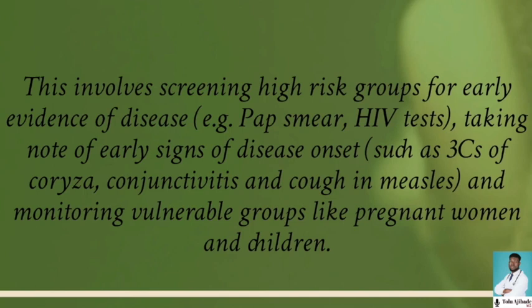And for things like measles, the three C's, which are coryza, conjunctivitis, cough, and then maculopapular rash. Yeah, so you screen for things like that, Koplik spots, all of those things. And then you also monitor vulnerable people like pregnant women and children.